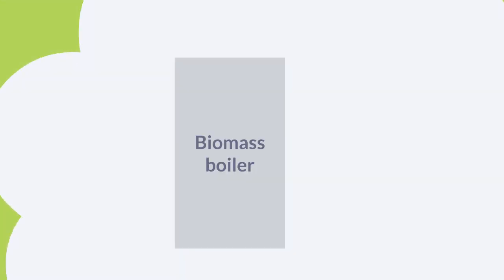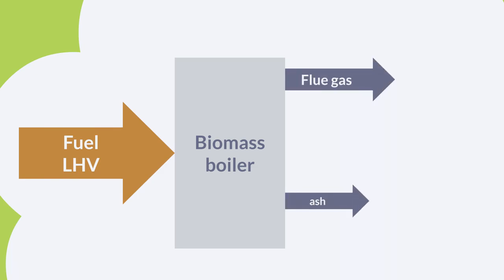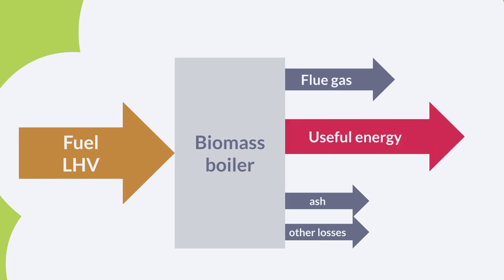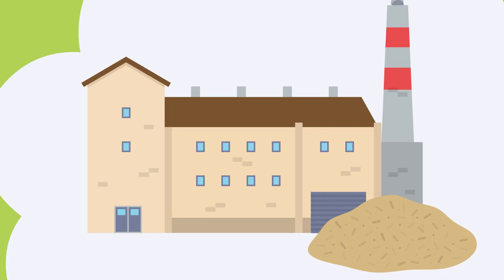So, the heat input minus the heat of the flue gas, the heat of the ash, and the losses through the boiler walls give me the useful heat. Yes. With the heating value and the energy efficiency, I can calculate the amount of fuel.